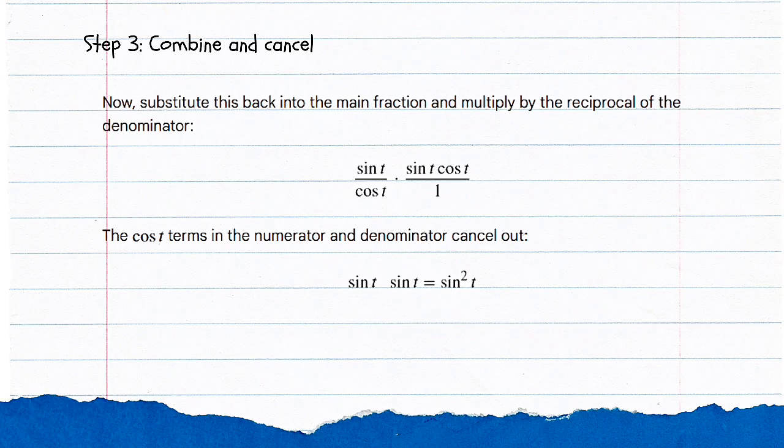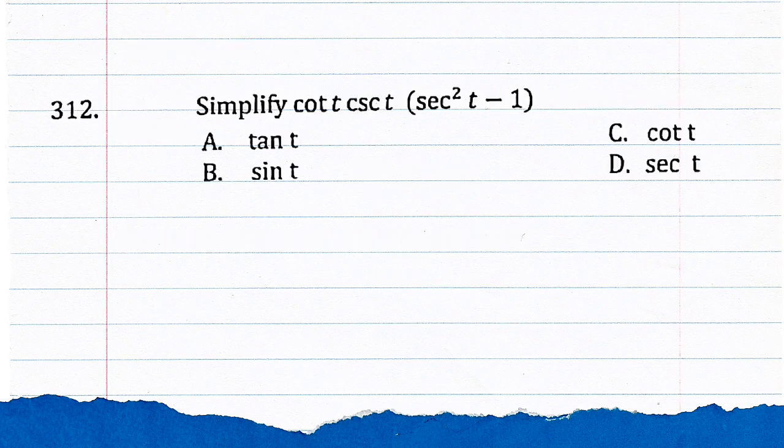Step 3 is to combine and cancel. Now, substitute this back into the main fraction and multiply by the reciprocal of the denominator. Sine t over cosine t is multiplied by the reciprocal of 1 over sine t cosine t, which is sine t cosine t over 1. The cosine t terms in the numerator and denominator cancel out. So, sine t times sine t equals sine squared t.